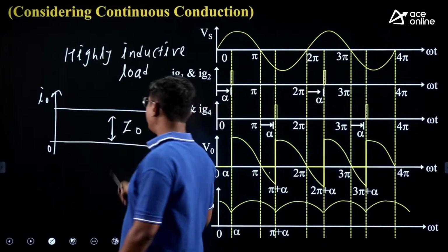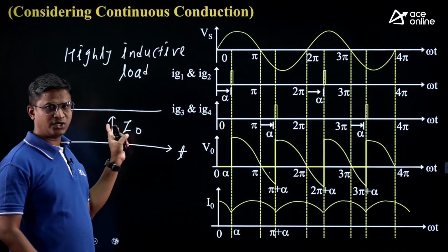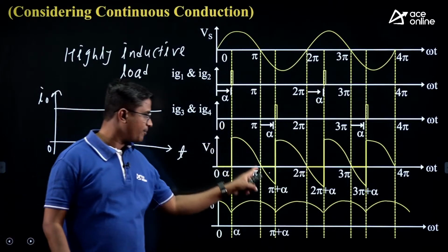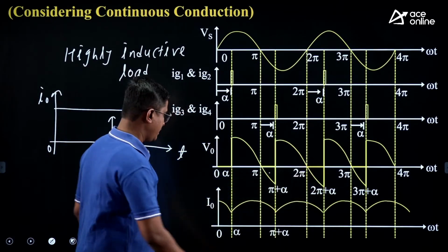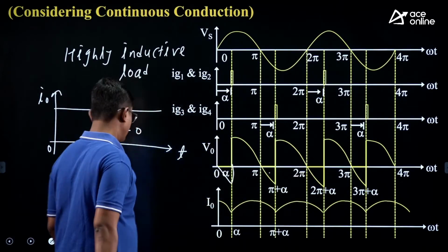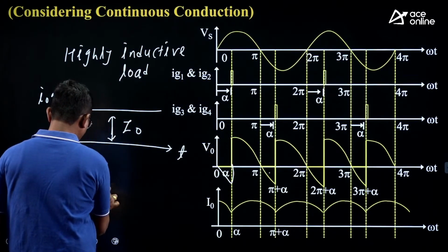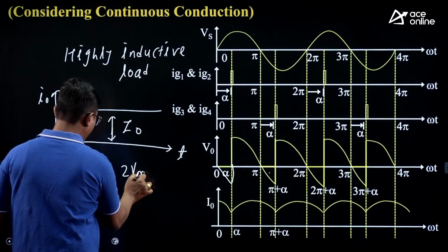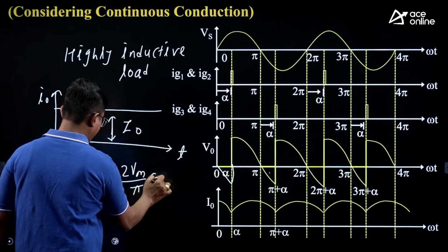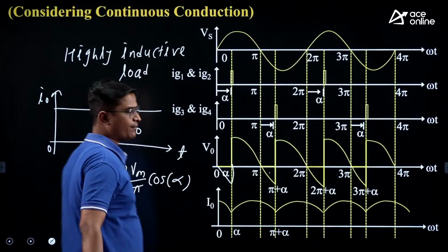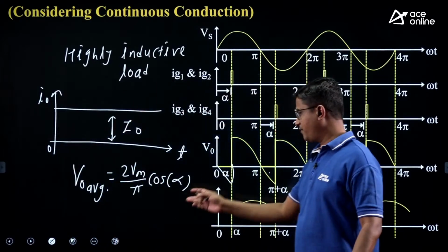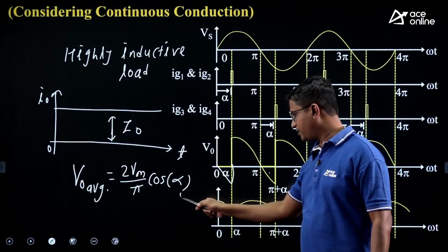Now if the load current is this type of constant or continuous current, then you are getting this type of output voltage waveform. In continuous conduction it will be like this. So for this waveform, what is the V0 average? 2 Vm by pi into cos alpha. You can derive it, but this expression is important, right?